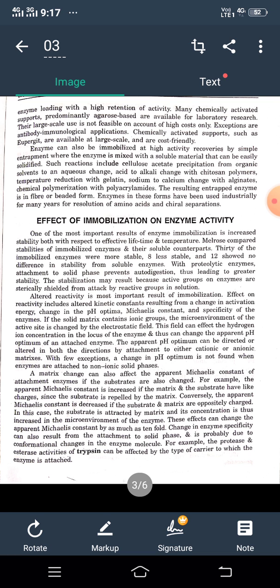So a matrix charge can also affect the apparent Michaelis constant of attached enzymes if the substrates are also charged. For example, the apparent Michaelis constant is increased if the matrix and substrates have like charge, since the substrate is repelled by the matrix. Conversely, the apparent Michaelis constant is decreased if the substrate and matrix are oppositely charged.